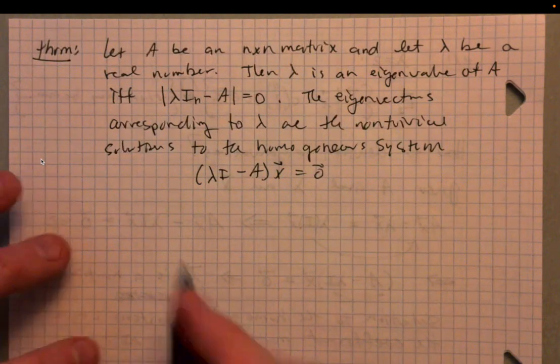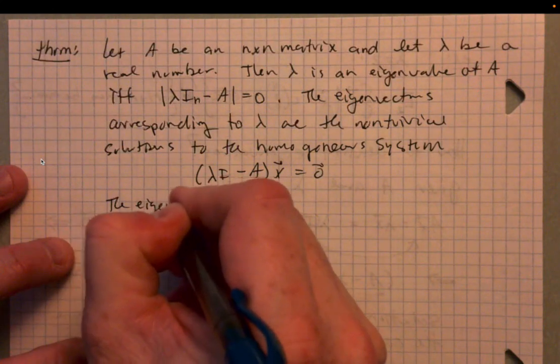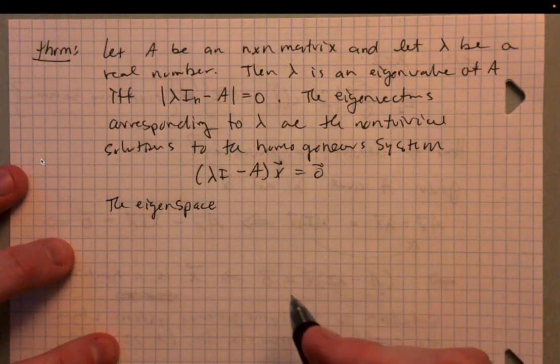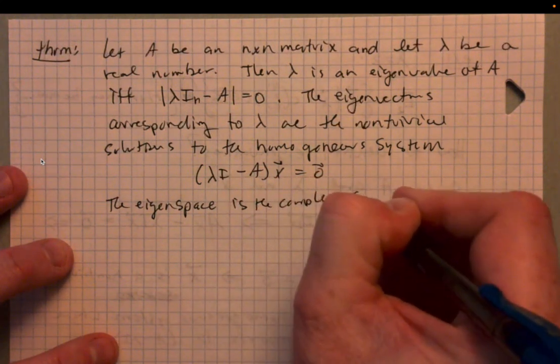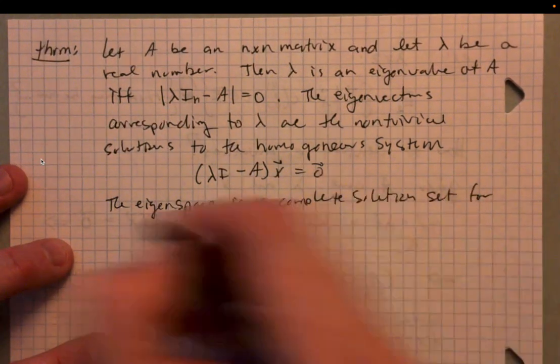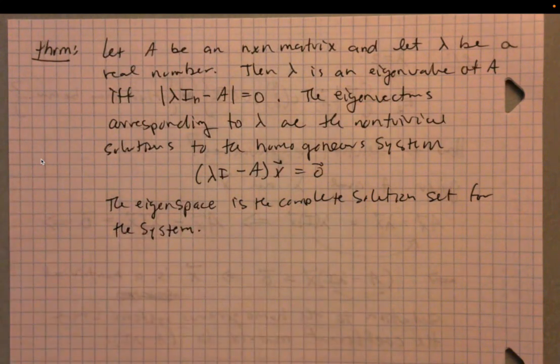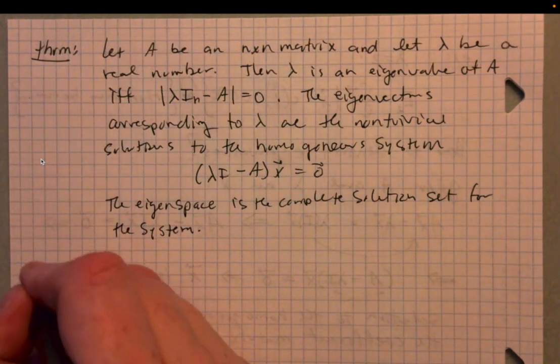Okay, and then technically we would say that the eigenspace is the complete solution set for the system. And that makes sense, right? This whole mechanism basically falls back on the theory that we laid out of homogeneous systems. Finding your eigenvalues and your eigenvectors is just a matter of solving a very particular homogeneous system. Okay, so let's go ahead and try an example.